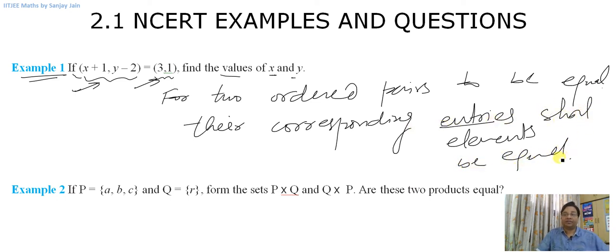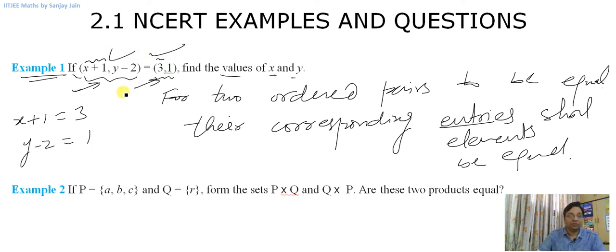For example, in this question, this first entry should be equal to this first entry. So x plus 1 has to be equal to 3, and y minus 2 has to be equal to 1, for these two ordered pairs to be the same. So this will give me x equal to 2 and this will give me y equal to 3. So this is what we had to find out.